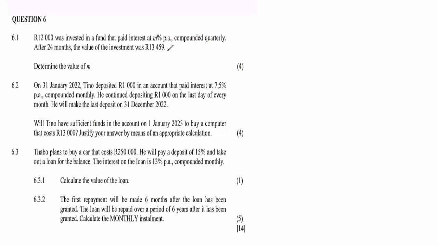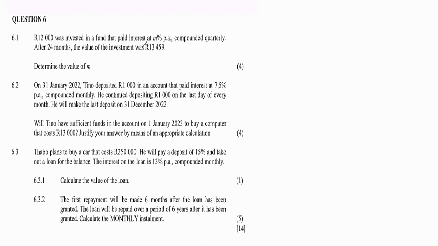Okay, so we have question 6 still on financial maths. 6.1 says 12,000 was invested in a fund that paid interest at M% per annum compounded quarterly. After 24 months, the value of the investment was 13,459, right? Then they say determine the value of M, which is your interest rate.